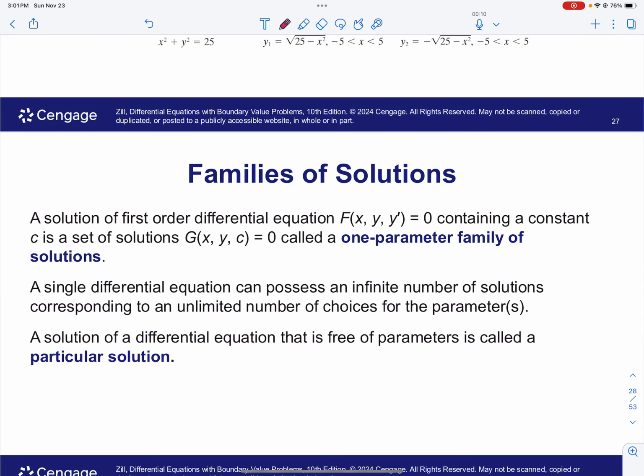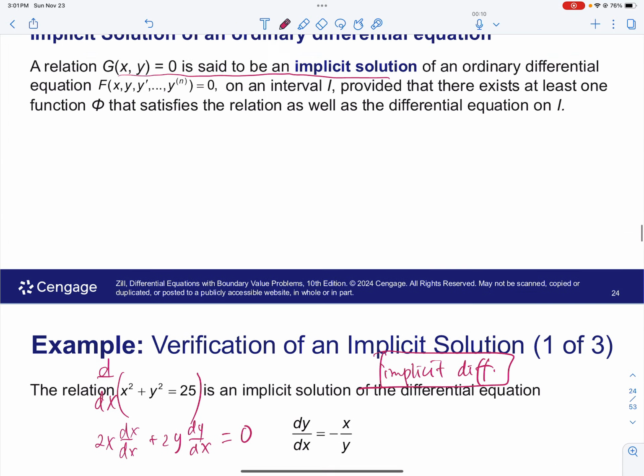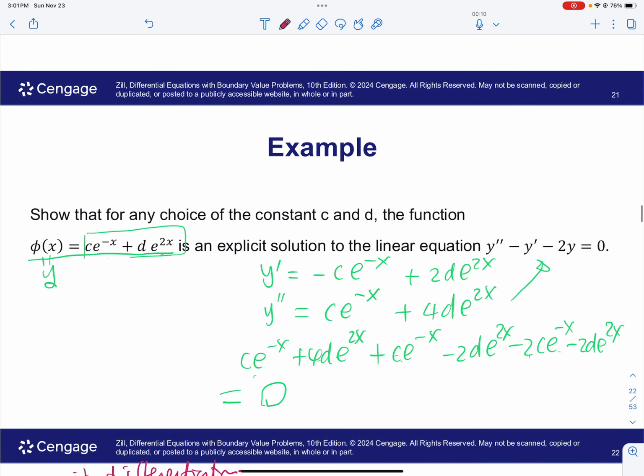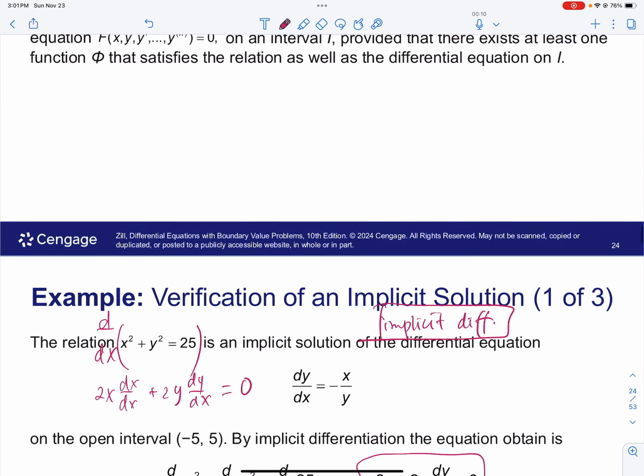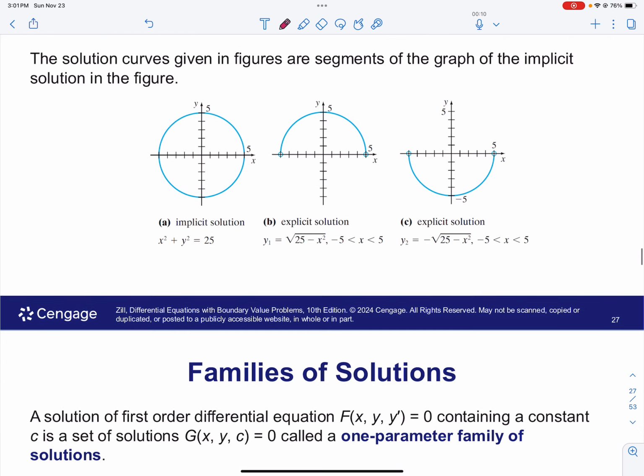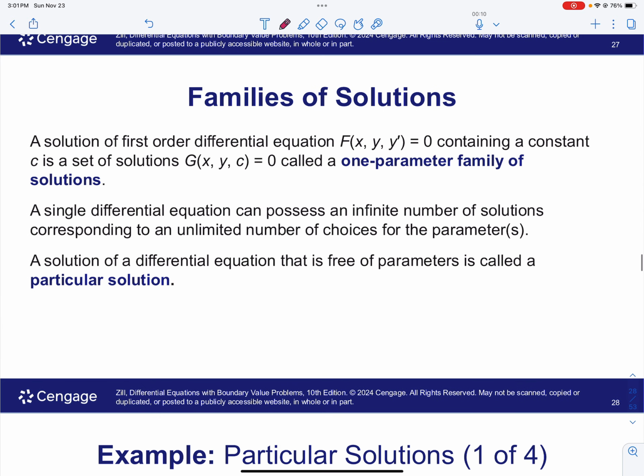And we also wanted to learn the definition of families of solutions. Do you know what a family of solutions means? We already talked about it, yeah? Do you remember the example that we talked about here? C and D can choose different constants, yeah? So it's more than one solution. So we can call this a family of solutions.